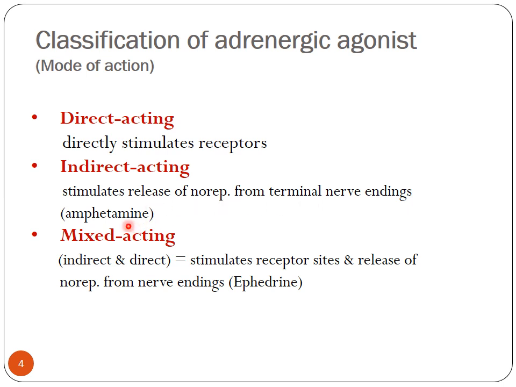For example, we have amphetamine. The mixed one, from its name, stimulates the receptor and also stimulates the release of noradrenaline from the nerve terminal. Examples are ephedrine and pseudoephedrine.